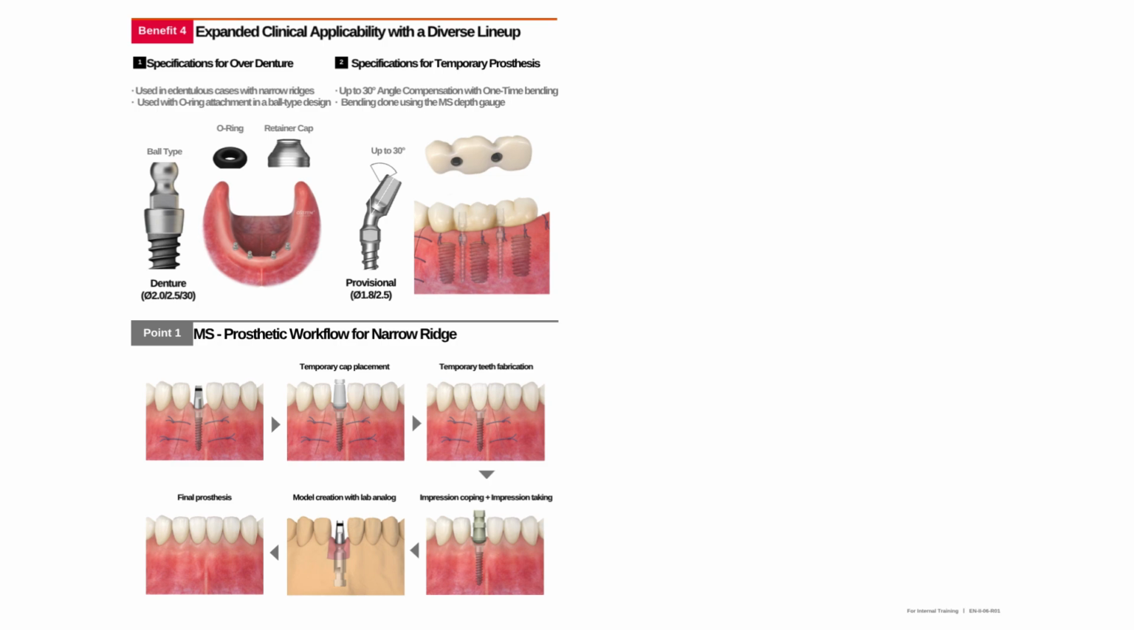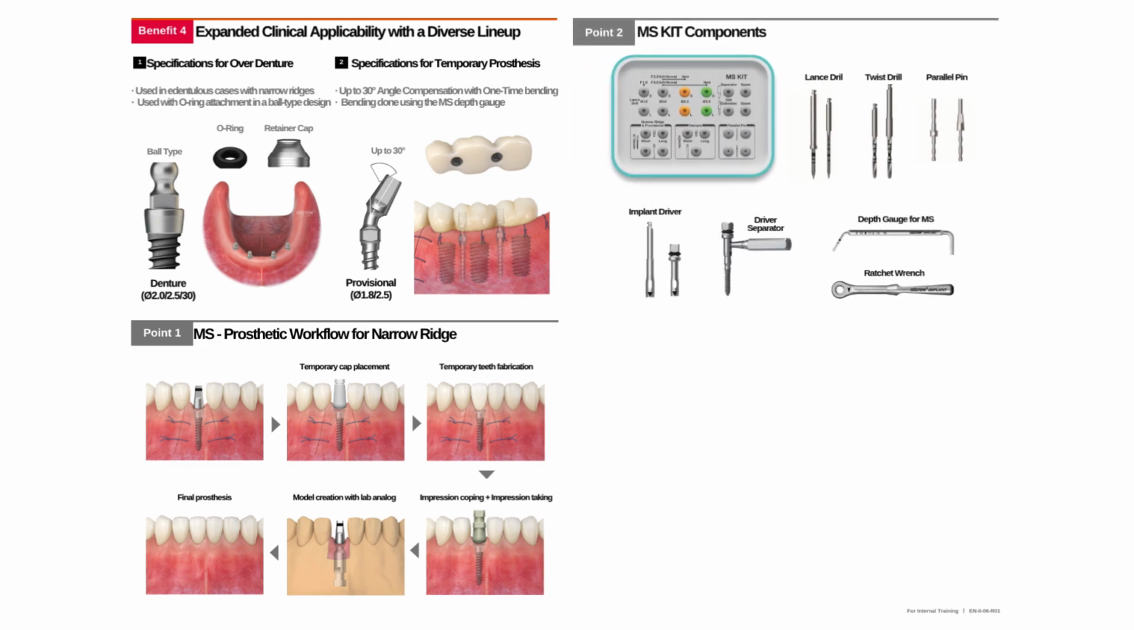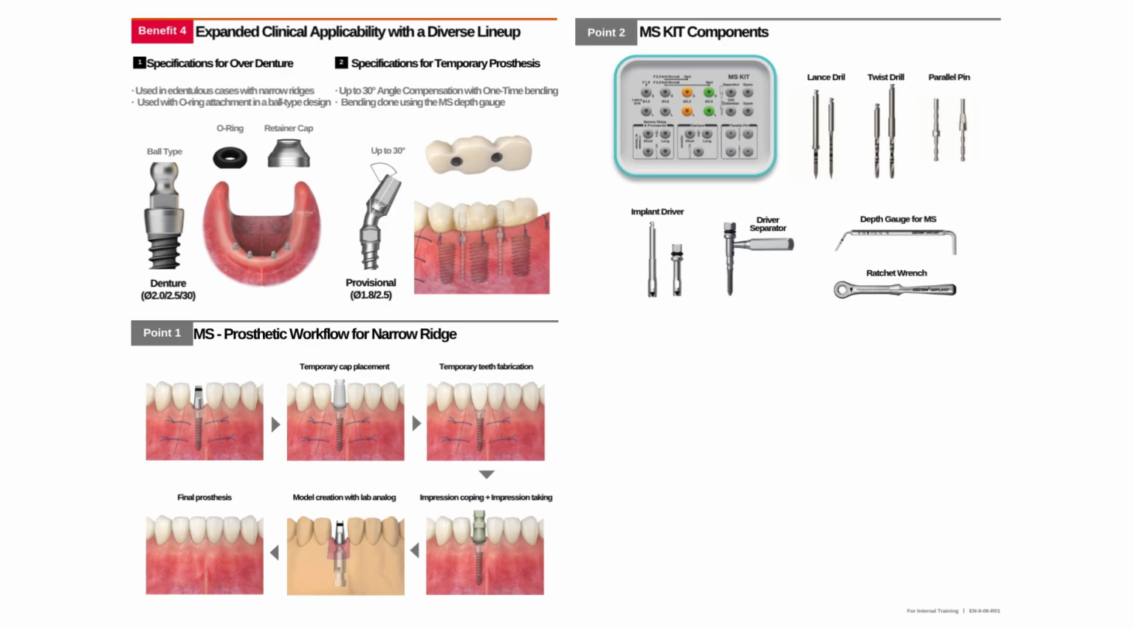You may understand this workflow as being similar to fabricating a prosthesis from an abutment-level impression in a conventional two-piece implant system. Next, let's briefly review the components of the dedicated MS kit and the drilling sequence used for the MS implant system. The MS kit has a simple configuration, consisting of a lance drill for initial positioning, a final twist drill, a parallel pin for checking the angulation and path direction, and drivers for implant placement. During placement of the MS implant, the implant and driver may occasionally become stuck together. To address this, the kit also includes a separator for easy disengagement.